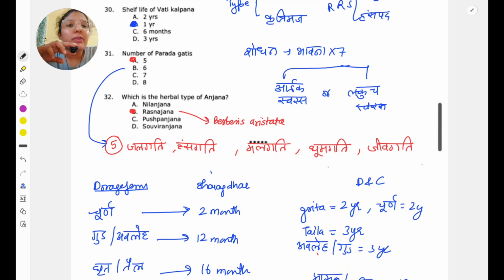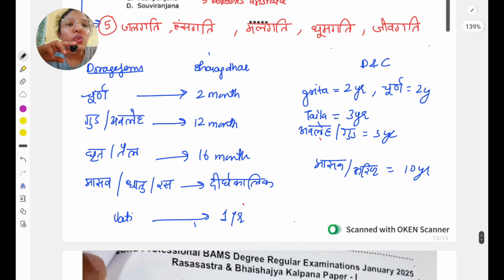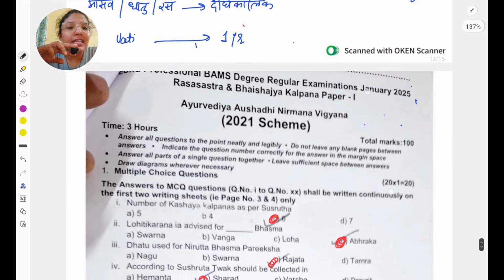Which is the herbal type of Anjana in Rasashastra? It is Daru Haridra, Berberis aristata. And for the dosage forms, I have written here: Churna according to Sharangdhara Samhita 2 months, Guda and Avaleha 12 months, Ghrita and Taila 16 months, and Asava Arishta becomes more effective the longer it is kept, which is 1 year. According to the D&C Act, Ghrita is 2 years, Churna is 2 years, Taila is 3 years, Avaleha is also 3 years, Asava Arishta is 10 years.